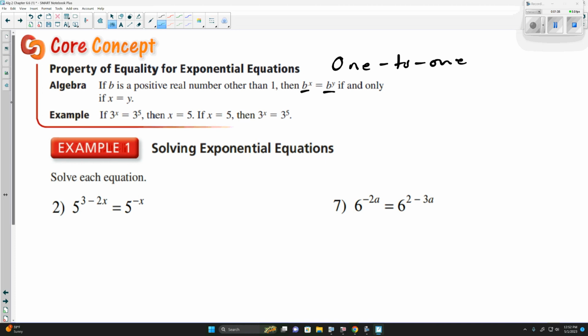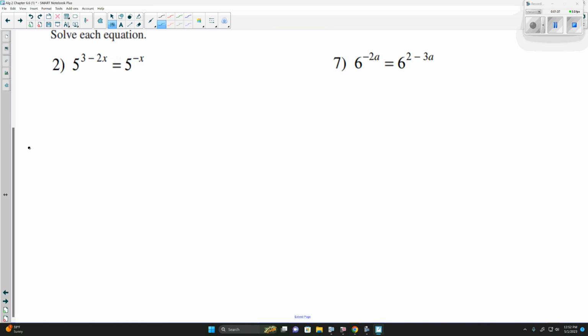So for us, when we look at this first one here, 5 to the 3 minus 2x is equal to 5 to the negative x. Well, the only way that these two can be equal with the base of 5 is if 3 minus 2x is equal to negative x. If the bases are the same, the only way they can be equal is if the exponents are also the same.